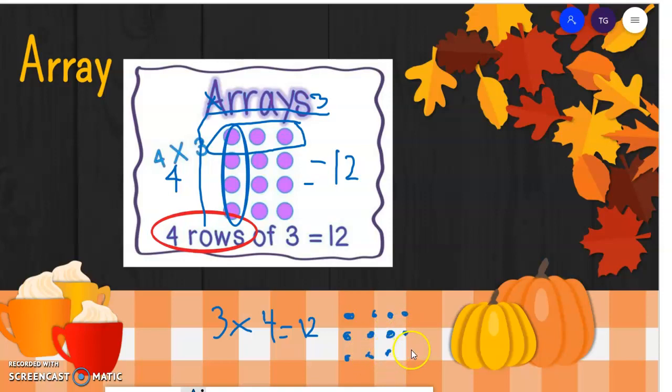Now you can see that my array is different. Even though my product is still going to be 12, I just want to make sure that you understand the way your factors are ordered needs to be the same as how your array is represented. So here I have 3 rows, and in 3 equal rows, there are 4 in each row.